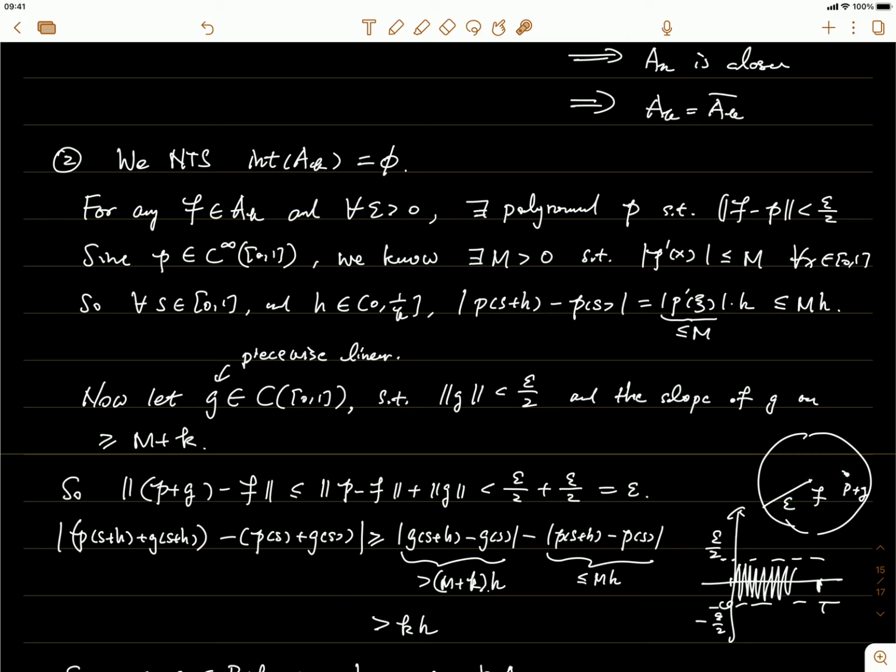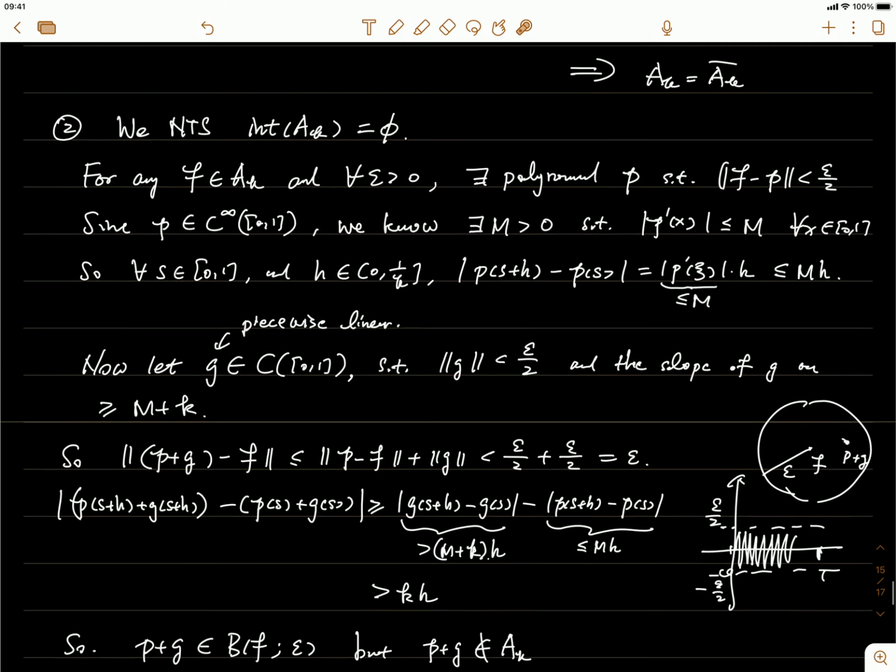And this shows that f is not an interior point. And because any point is not an interior point, that means the set of interior points of AK is empty. Okay, so to show that, the key is to get this f, p plus g. And this p is a close approximation of f, since the distance is less than that. And then we know that p is differentiable, so the p prime is bounded by some m.